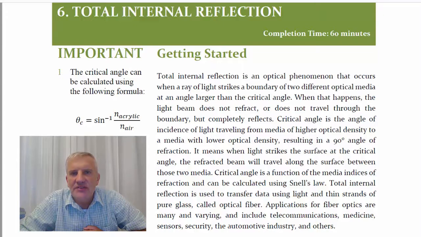Total internal reflection represents a special case of refraction of light. There are two important conditions that must be fulfilled in order for total internal reflection to take place. The first condition is that the light is attempting to pass from optically more dense into optically less dense material. And number two, the angle of incidence in such a case must be larger than the so-called critical angle.